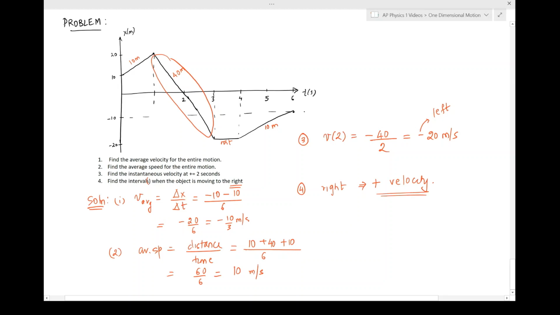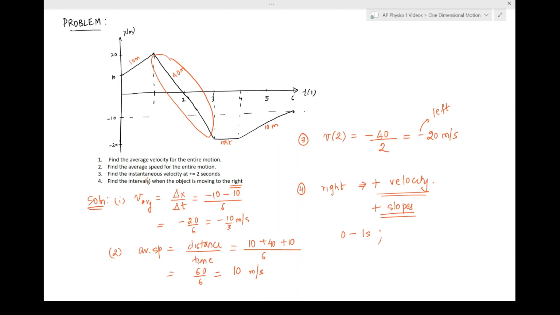And so all we need to do is look at this graph and ask for which parts of the motion the object's velocity is positive. From a graph, that translates to positive slopes. So which parts of the motion show positive slope? If you see from 0 to 1 second, the object goes from 10 to 20, positive slope. So one of the parts is going to be from 0 to 1 second.